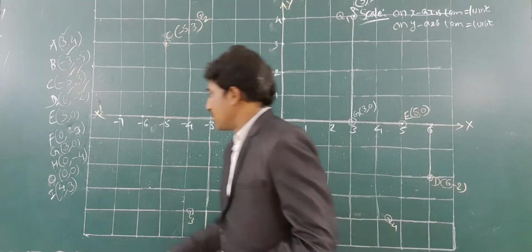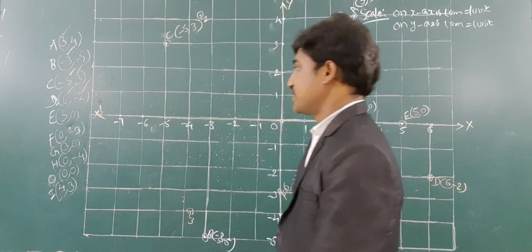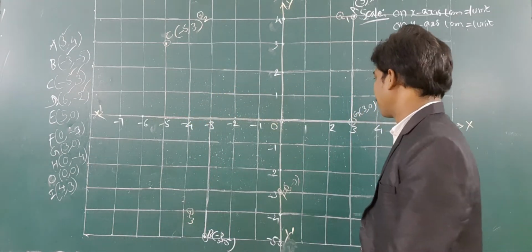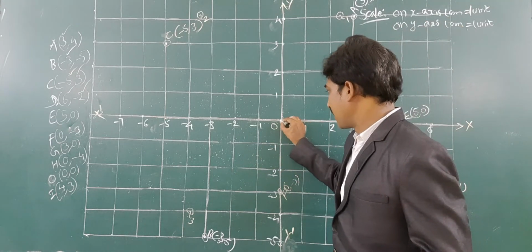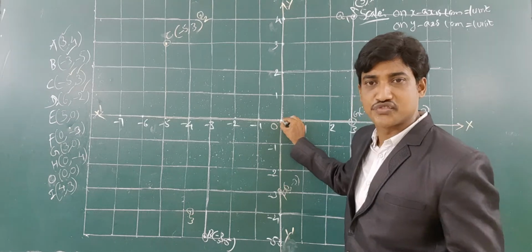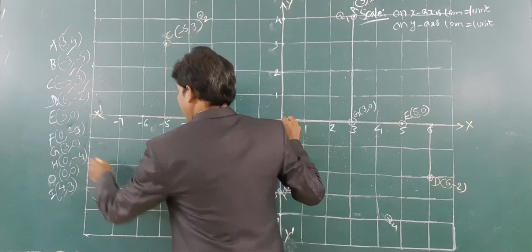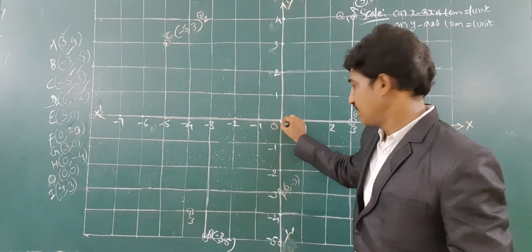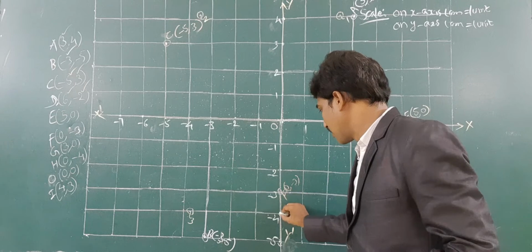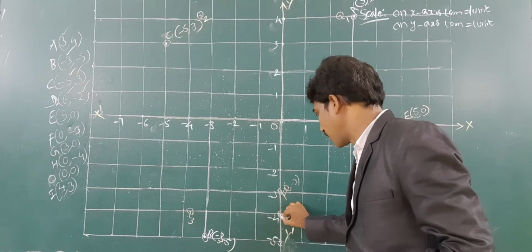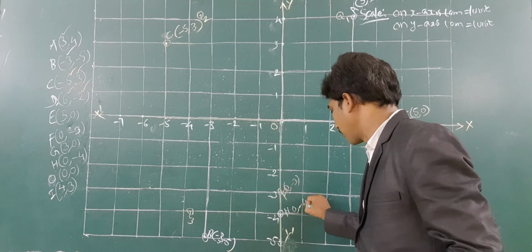Next, (0, -4). X is 0, y is -4. The x coordinate is 0, so we stay at the origin. From there we need to move -4 units, that is, move downwards 4 units. That point gives H (0, -4).